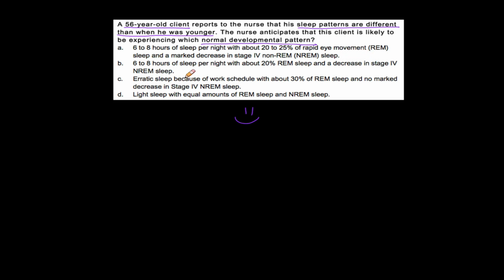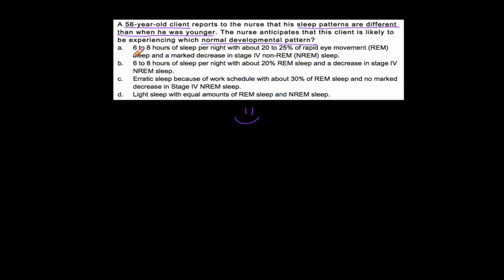This is me pretending like I'm the student. 6 to 8 hours of sleep per night with about 20% REM sleep and a decrease in stage 4 non-REM sleep. Well, now I see that this and this are the same. So it sounds like A kind of looks like B, but let's come back to that. Let's see if we can keep eliminating. C, erratic sleep because of work schedule with about 30% of REM sleep and no marked decrease in stage 4 non-REM sleep. So there's something in this option that I really don't like. Let's look at D, light sleep with equal amounts of REM sleep and non-REM sleep.